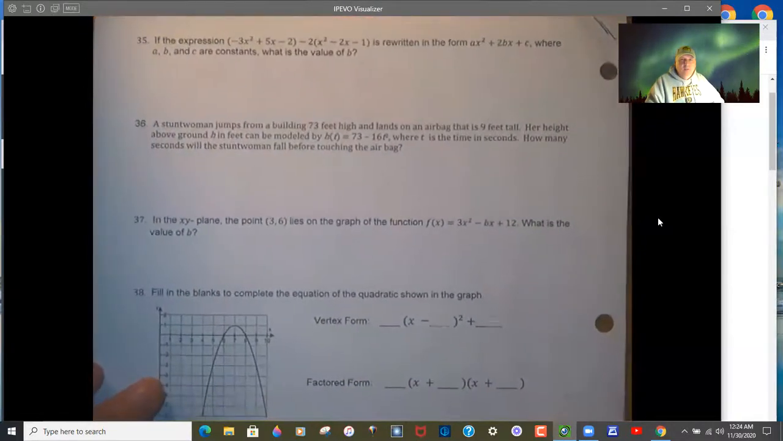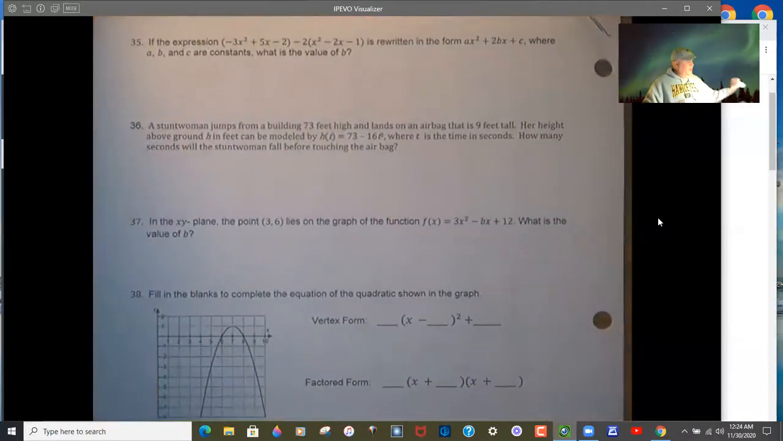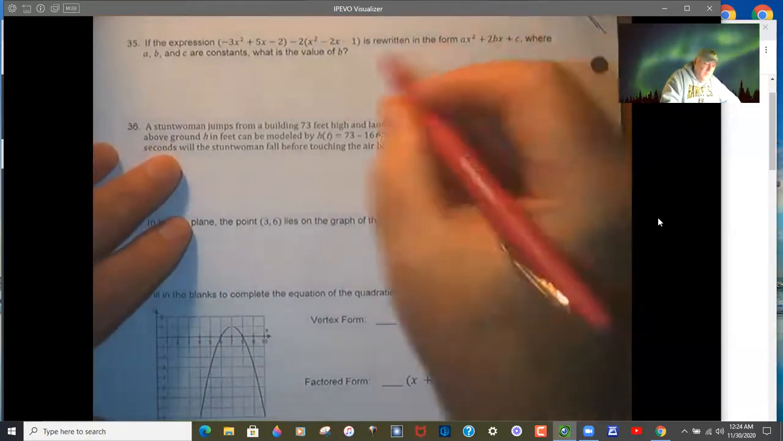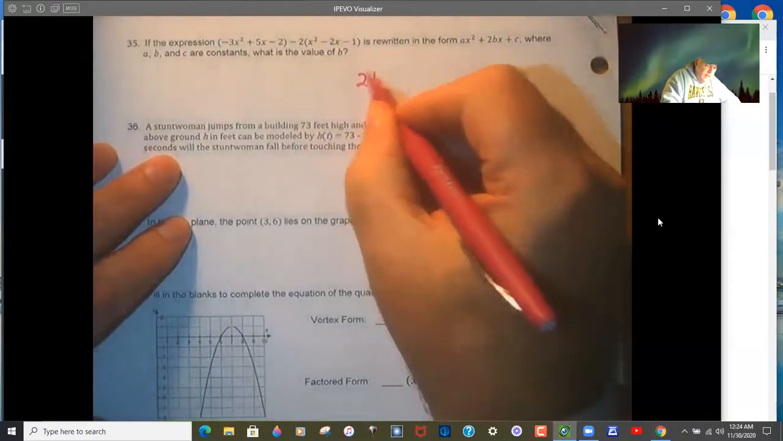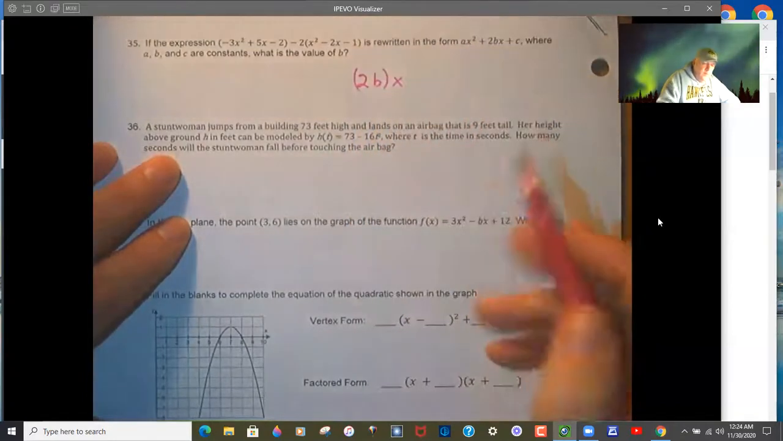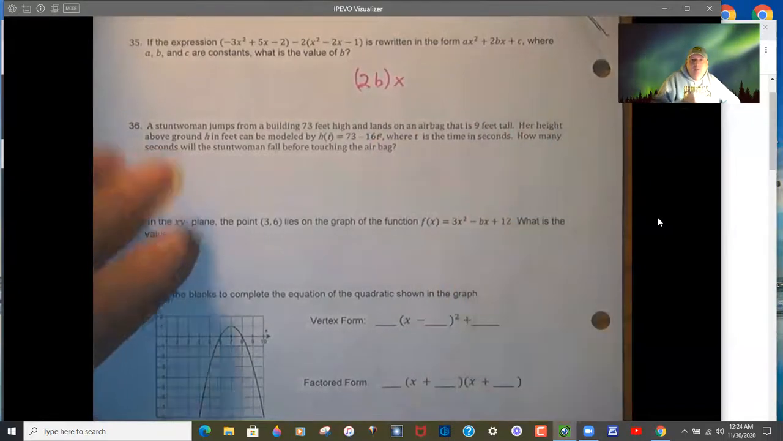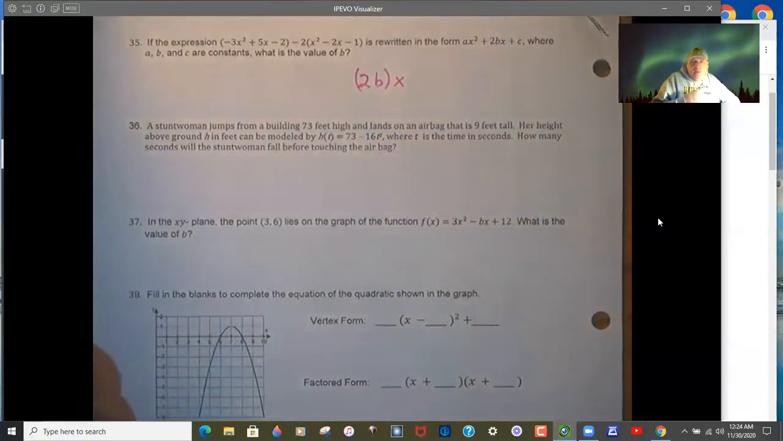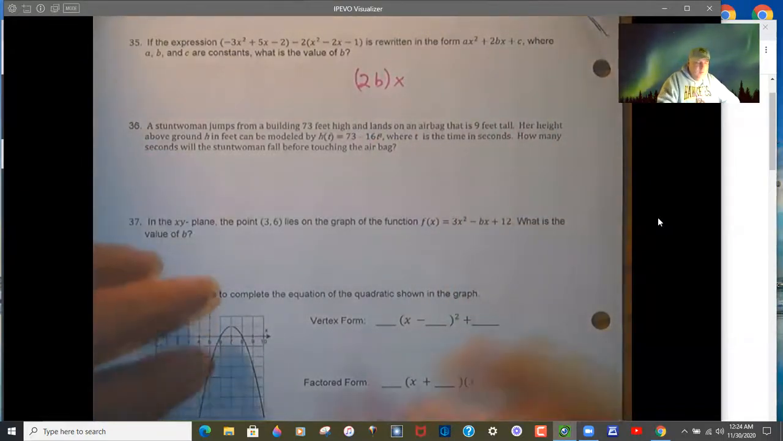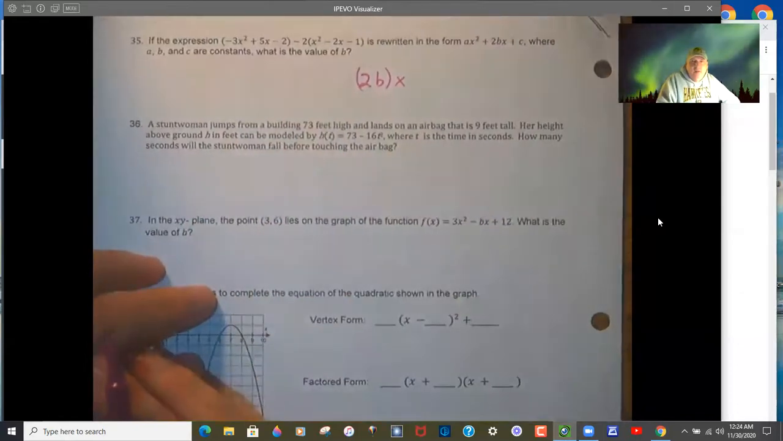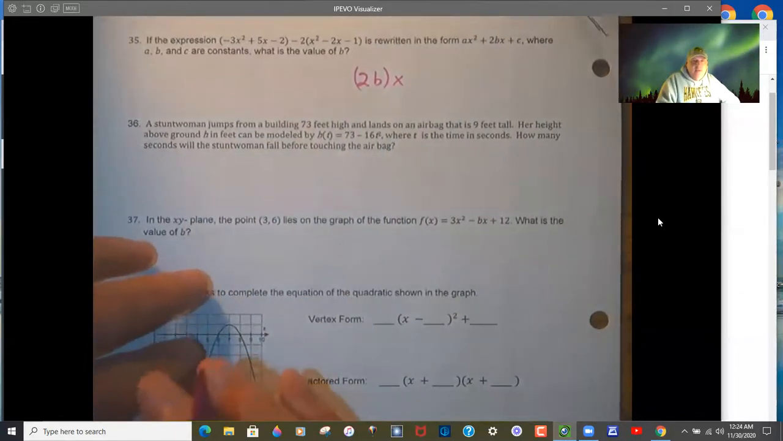Okay, and we are on the last page. So 35 is an SAT style question. You want to know what is the value of B. So this is going to be like figuring out the coefficient on x. It's got a 2 there, so we're going to have to divide by 2. We got to work this left-hand side out with just the x's, though.